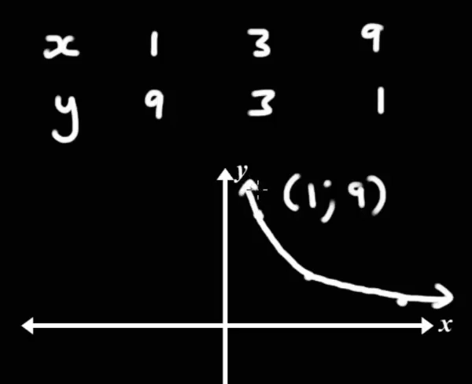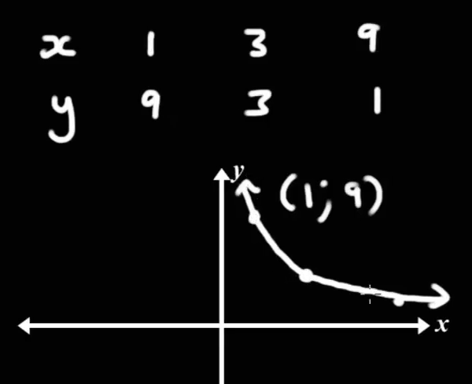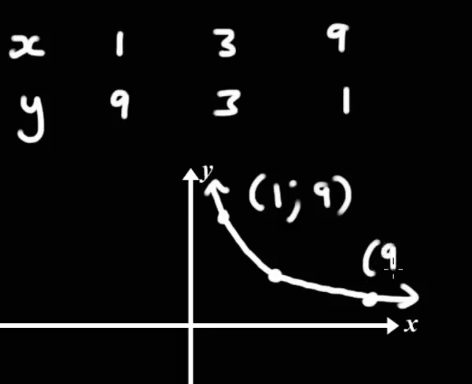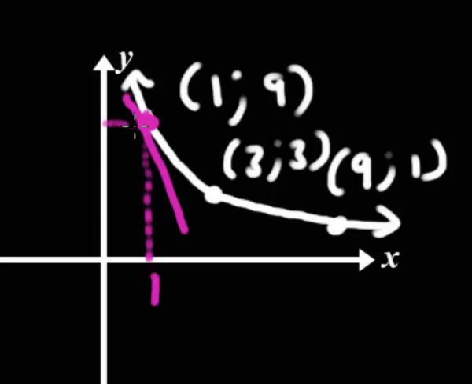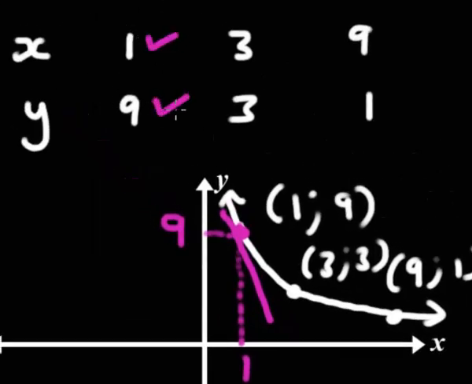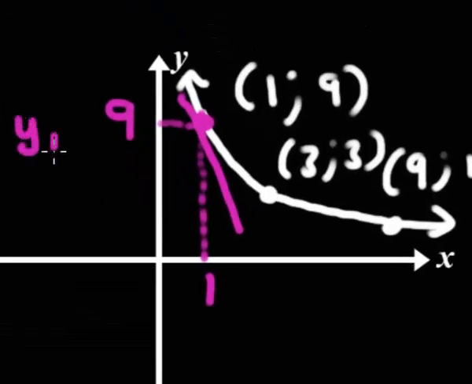Now once you've got those 3 points there, remember this is 9, 1 here, and that's 3, 3 there. Now what I want to do is find the equation of the tangent to this hyperbola at that point where x is equal to 1. Where x is equal to 1, what's very interesting, we already have the y value there. We've worked it out. There's x is 1, y is 9.